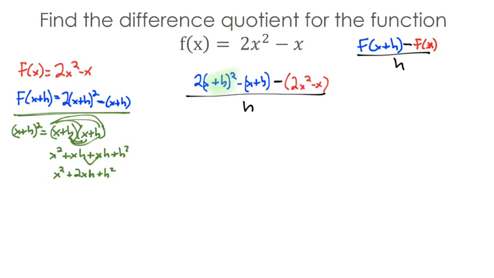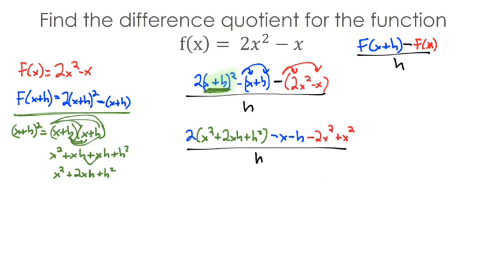So I have 2, and then this stuff right here, we came over here and did all the math, and it ended up being this. And then I can distribute my negative. I'm just going to do a little bit of simplification at a time. Minus x minus h. And then we can distribute this negative as well. Minus 2x squared plus x squared. And don't forget, this is all over h.